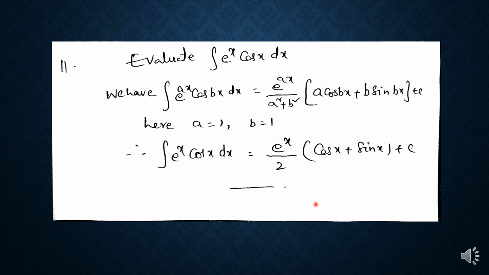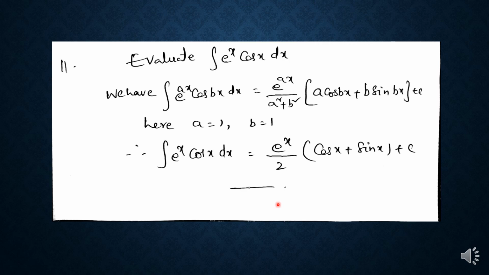ILATE rule stands for: I means inverse trigonometric functions, L stands for logarithmic functions, A stands for algebraic functions, T stands for trigonometric functions, E stands for exponential functions. So by using the ILATE rule, we can choose the first function and second function. Then by applying it in the integration by parts rule, we can integrate the given function.